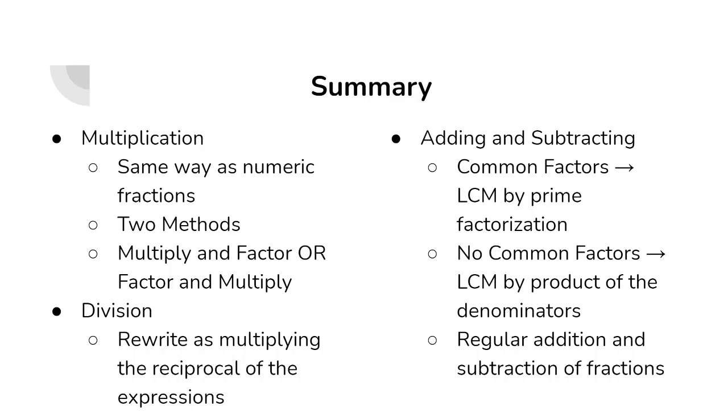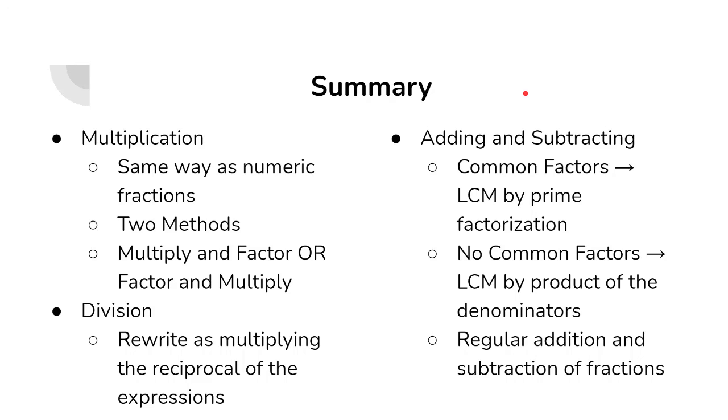Well, that's it. So here's a brief summary. For multiplication of rational expressions, it's the same thing as numeric fractions. There's two methods. You can either multiply and then factor, or you can factor and then multiply. But when you're dealing with quadratic expressions or multi-term polynomials, it's easier to factor and then multiply. For division, you're just simply finding the reciprocal and then following the same steps of multiplication.